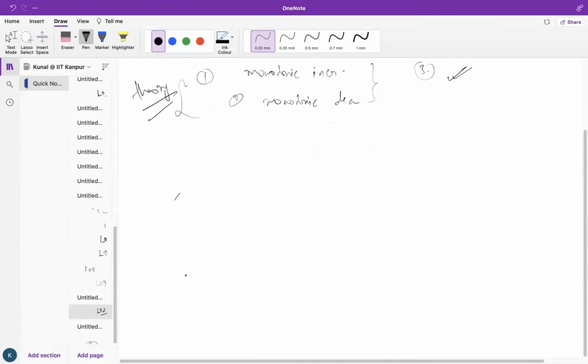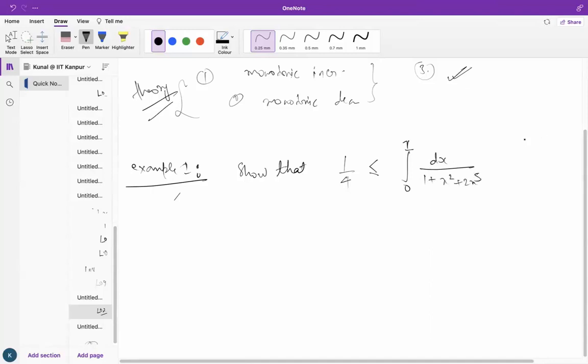Okay, so let us start our today's lecture with some fresh example. Let me take example number 1 here. So our problem looks like we have to prove that 1 by 4 is less than or equal to the integral from 0 to 1 of dx divided by 1 plus x square plus 2x to the power 5, and this value is less than or equal to 1. Okay, so we have to prove it.